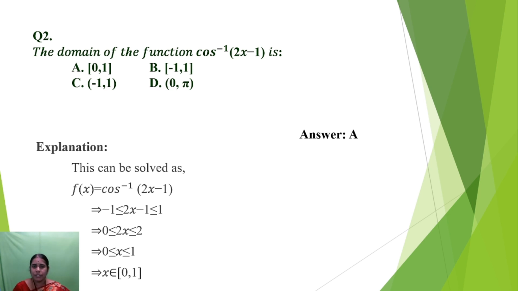We know that for cos inverse of x, our x lies between minus 1 to plus 1. So our 2x minus 1 lies between minus 1 to plus 1. On solving, adding 1 to both sides, we get 0 less than or equal to 2x, less than or equal to 2. Dividing by 2, we get x lies between 0 to 1, which is in option A.